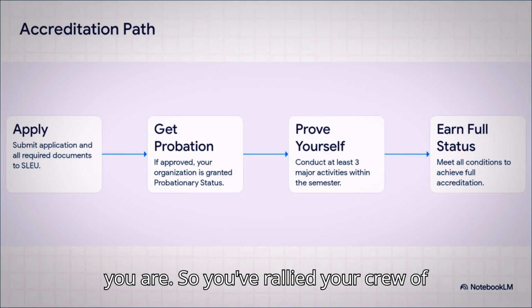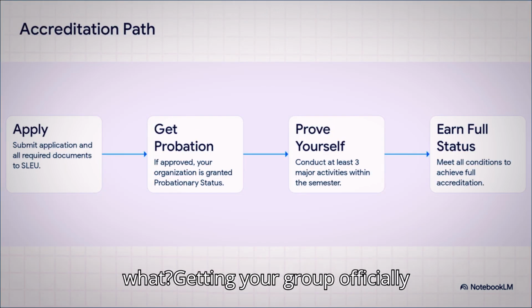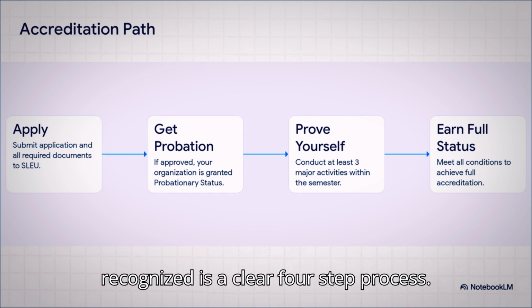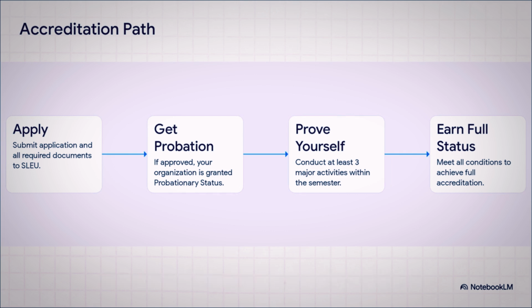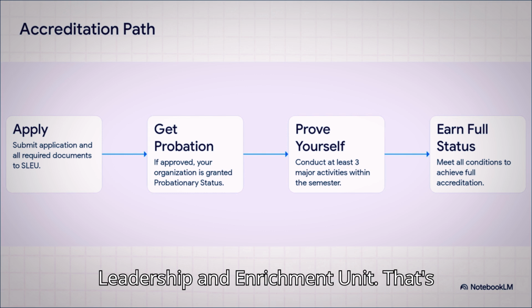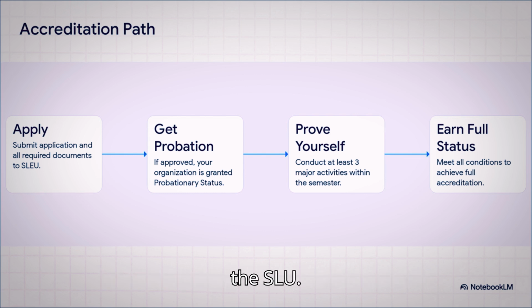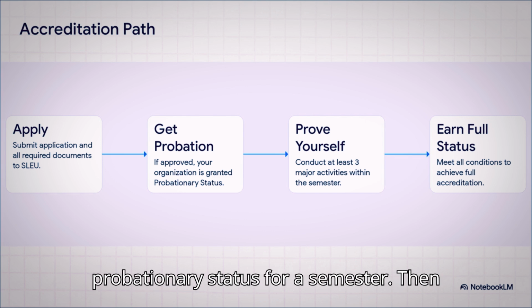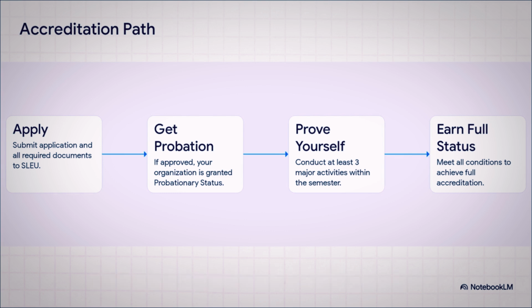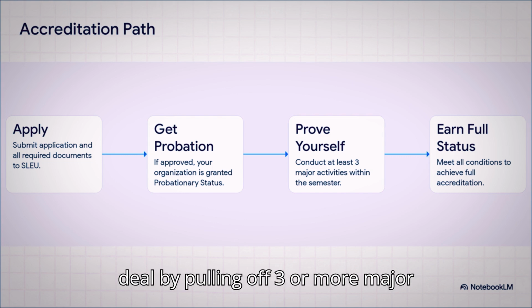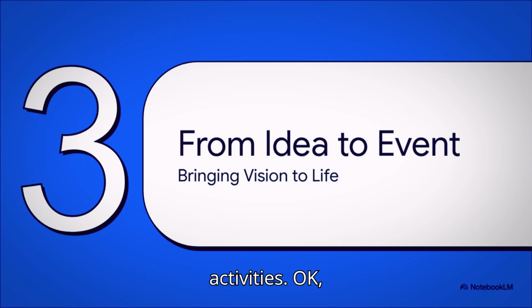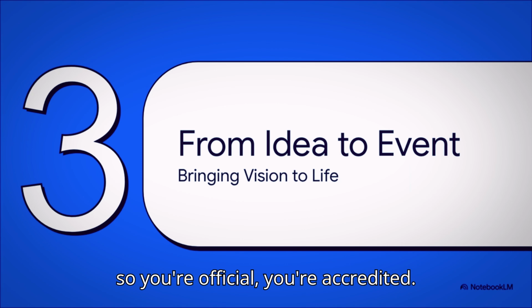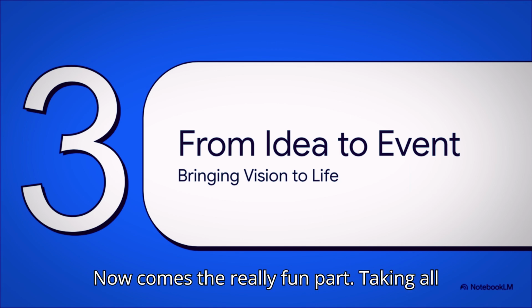So you've rallied your crew of 15. Now what? Getting your group officially recognized is a clear 4-step process. You send your application to the Student Leadership and Enrichment Unit. That's the SLU. If they give you the green light, you get probationary status for a semester. Then, to get fully accredited, you just have to prove you're the real deal by pulling off 3 or more major activities.